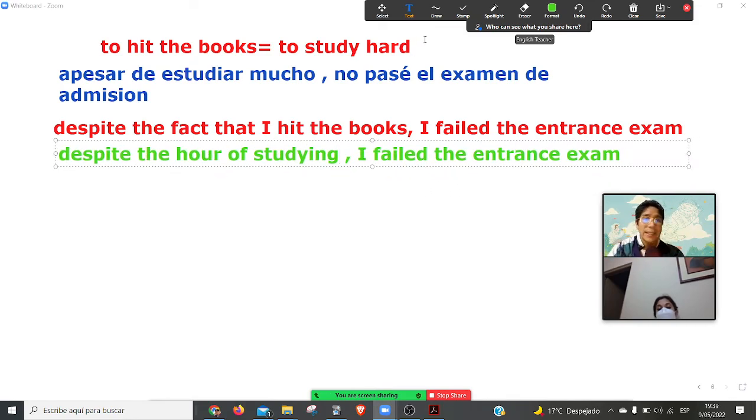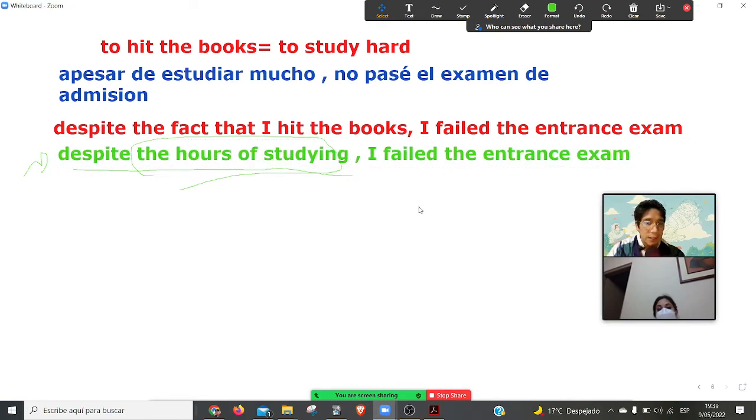Did you understand? Aquí depende mucho más de cómo tú podrías darle sentido. ¿Ok? Pero tú tienes que saber que va un sustantivo, en este caso las horas, despite the hours of studying. You get it? Yes. Va la última, la más difícil. A ver, what is the answer? Fíjate, ¿se trata del mismo sujeto o no? A pesar de estudiar mucho, no pasé el examen. ¿Mismo sujeto o distinto? Is the same subject or they're different?